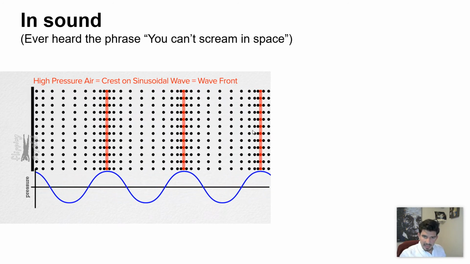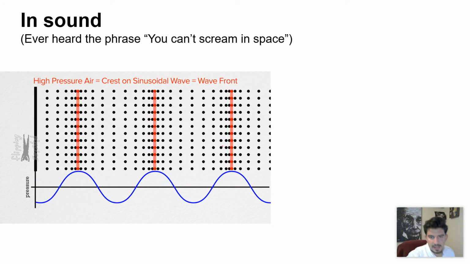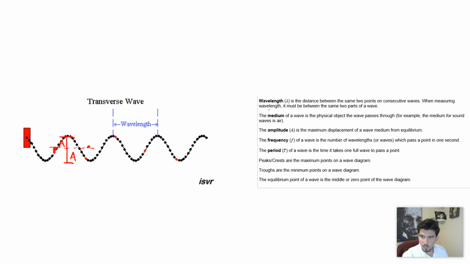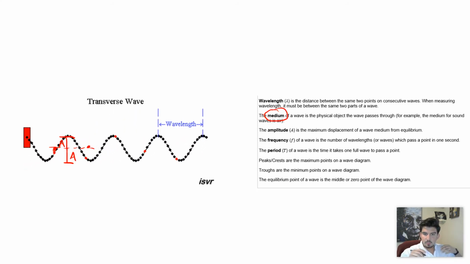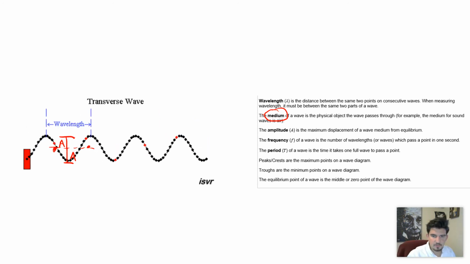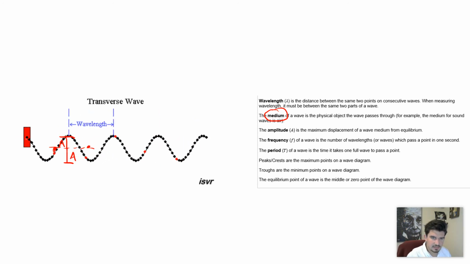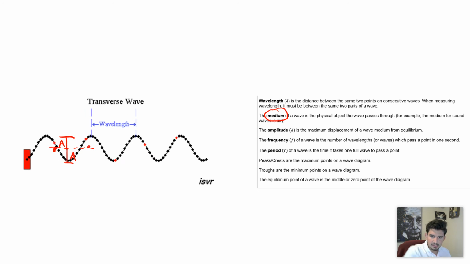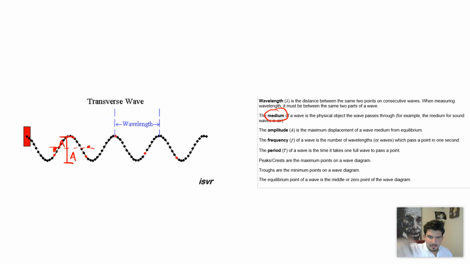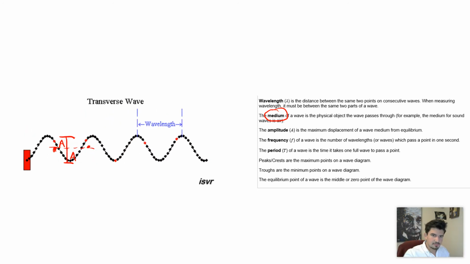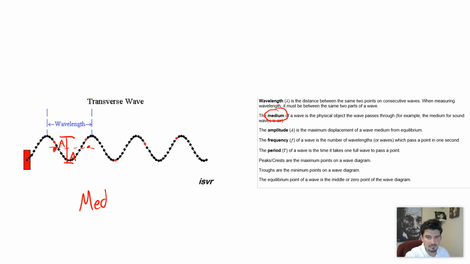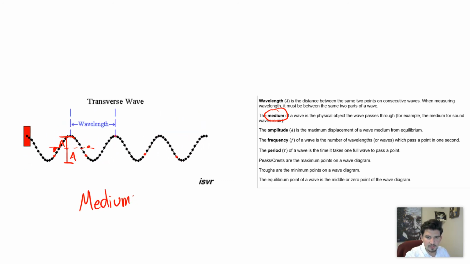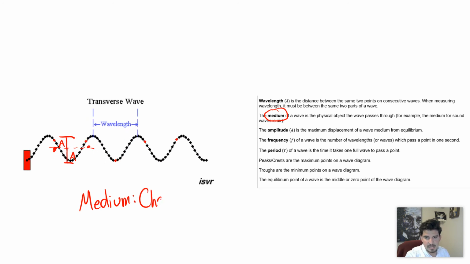Let's talk about sound again. Oh, actually, before that, sorry, one other thing I want to mention. So medium, earlier I said, is the thing that the wave is moving through. In this case, you've got this object over here that's wiggling what looks to be maybe a chain or a string or something. And as it's wiggling that chain, we would say that the medium, the thing that the wave is moving through, is the chain itself.